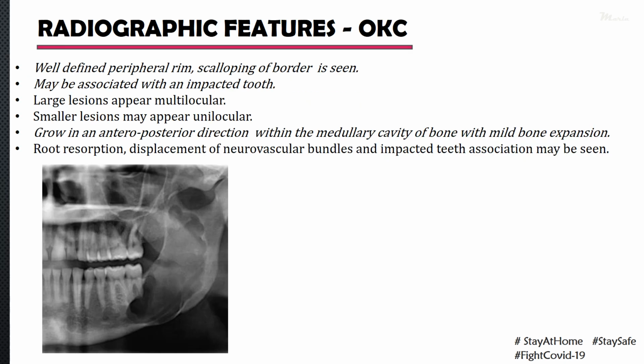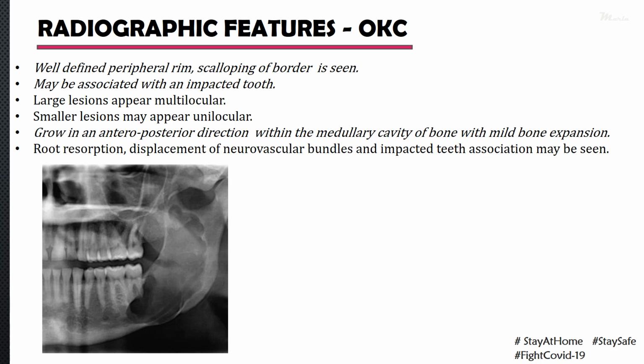The radiographic feature of an odontogenic keratocyst is characteristic, but these may vary. OKCs will show a well-defined peripheral rim, which is usually scalloping in nature. OKCs may or may not be associated with an impacted tooth. However, as we have discussed, a dentigerous cyst is always associated with an impacted or unerupted tooth.